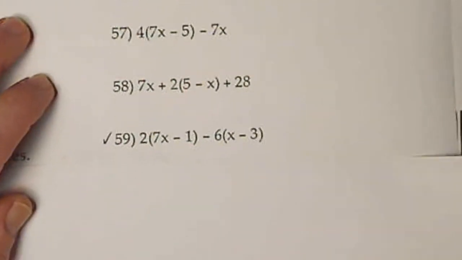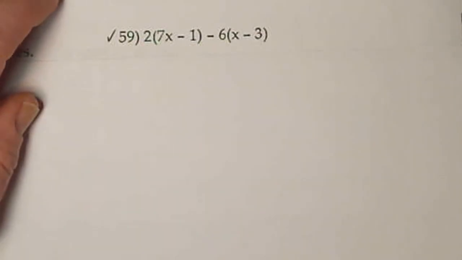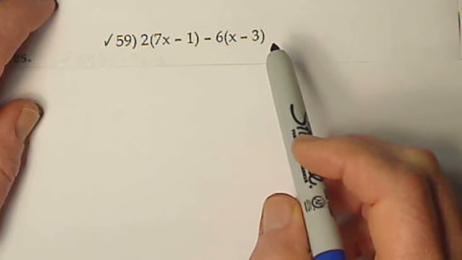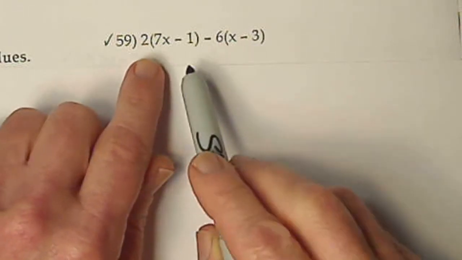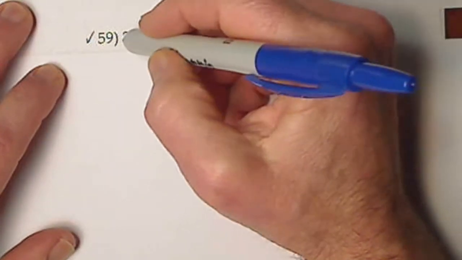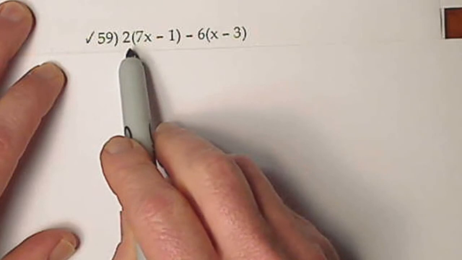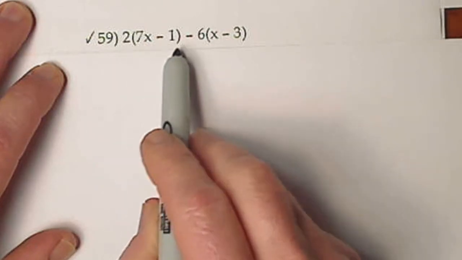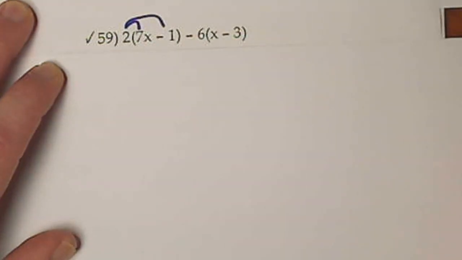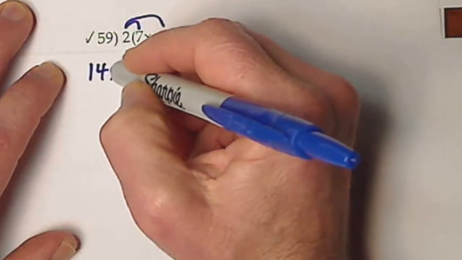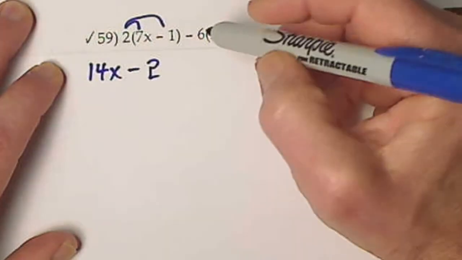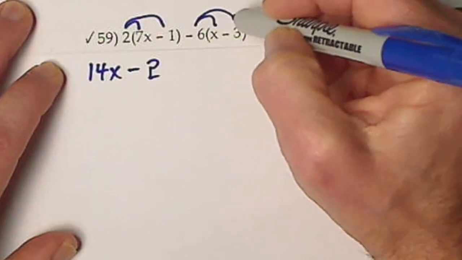59 is a little bit more involved, so we'll take a look at that one. Again, if I could combine what was in parentheses, I would, but I can't combine these x's yet. They're still held inside parentheses. So to get rid of the parentheses, whatever's in front is math shorthand for multiply, so this is 2 times anything that's in here. So we'll send the 2 to the 7 as well as the negative 1. That'll give us 14x, and 2 times negative 1 is negative 2. And this negative 6, we're going to send that in to each term.